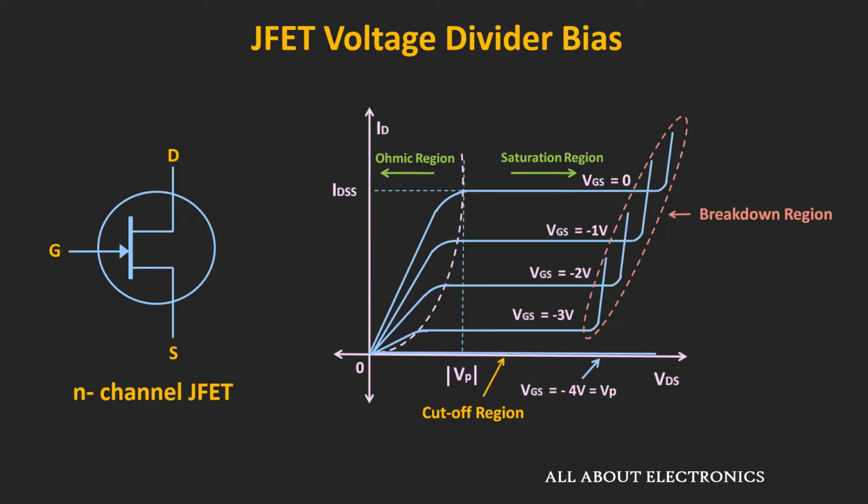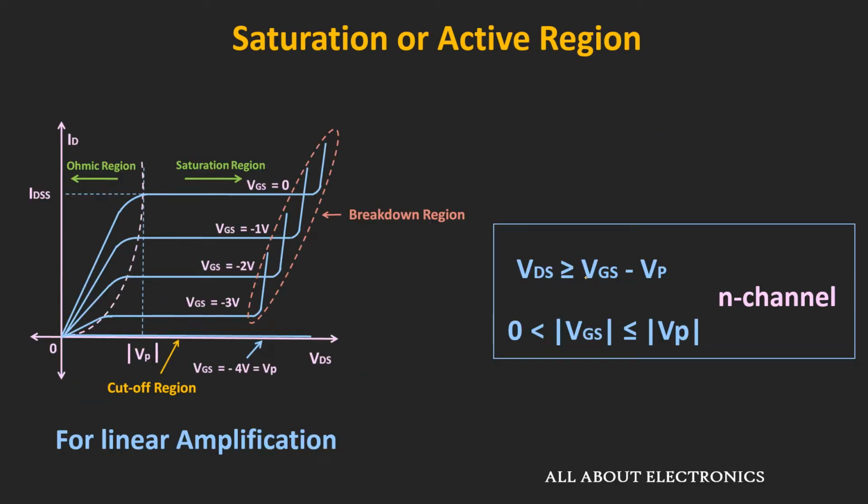Similar to the BJT, the JFET can also be used as an amplifier. And to use it as an amplifier, it needs to be biased in the active region, or in case of the JFET, it is also known as the saturation region. In the earlier videos, we have seen that to bias the JFET in the active region, VDS should be greater than or equal to VGS minus VP, where VP is the pinch off voltage, and the absolute value of VGS should be less than VP. This second condition ensures that the JFET does not go into the cutoff region, and by fulfilling this condition, the JFET can be biased in the active region.